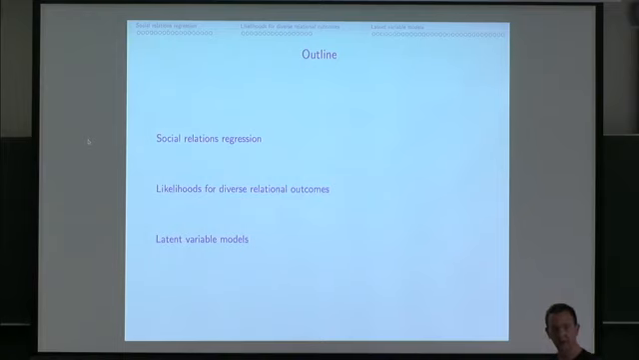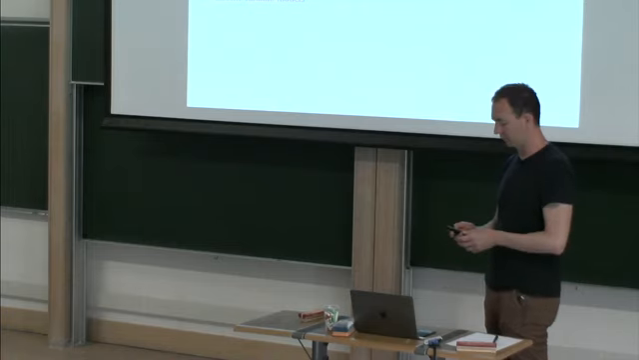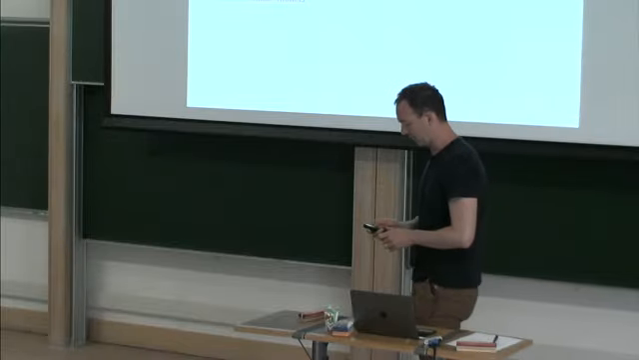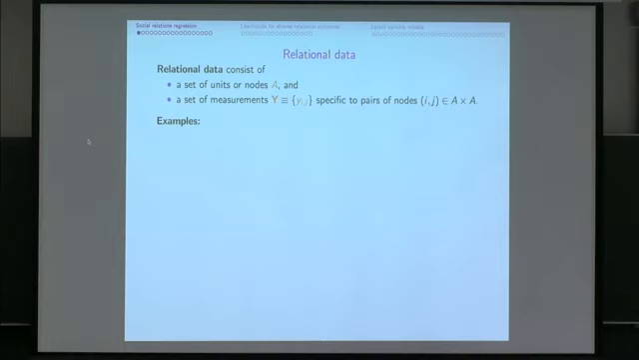And then I will discuss latent variable models and talk about some known models, and also discuss a few less well-known results. One particular result that I want to really emphasize. Okay. So for the purpose of this talk, relational data consists of a set of units or nodes or objects and a set of measurements on pairs of objects. So we have an index set A, and we have observations on A cross A.